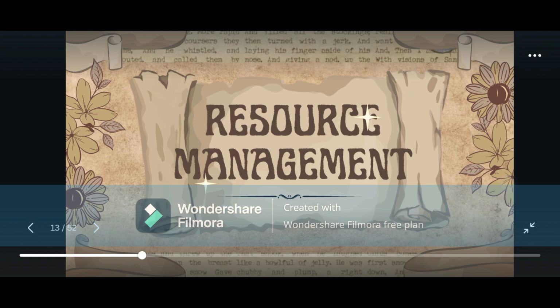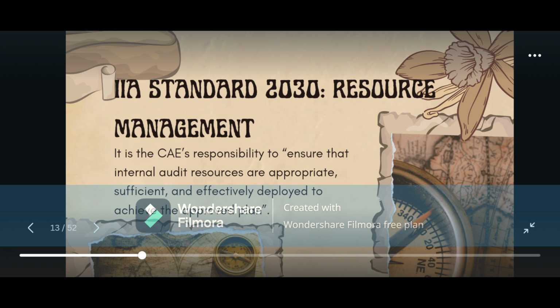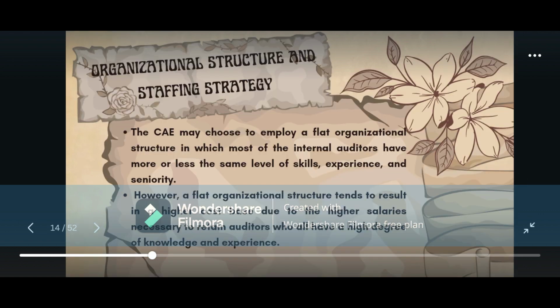When implementing an internal audit functions plan, we need to consider how to allocate resources. It is the CAE's responsibility to ensure that internal audit resources are appropriate, sufficient, and effectively deployed to achieve the approved plan. The CAE may choose to employ a flat organizational structure in which most of the internal auditors have more or less the same level of skills, experience, and seniority. This type of organization creates an internal audit function that is stable, highly knowledgeable, and very collaborative. Little supervision is necessary and the work performed is consistent and reliable.